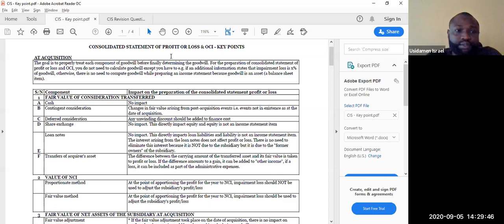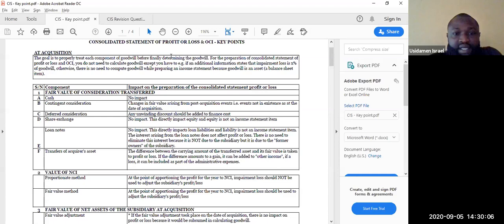So at acquisition, like I said earlier, the goal is to calculate goodwill. And in calculating goodwill, there are three important ingredients. There is a way each of these ingredients affects the preparation of the profit or loss account. That is what I have briefly documented in that small key point handout I sent earlier, which I'm also projecting now. For example, the number one ingredient for calculating goodwill is the fair value of consideration transferred, which can come in different forms.